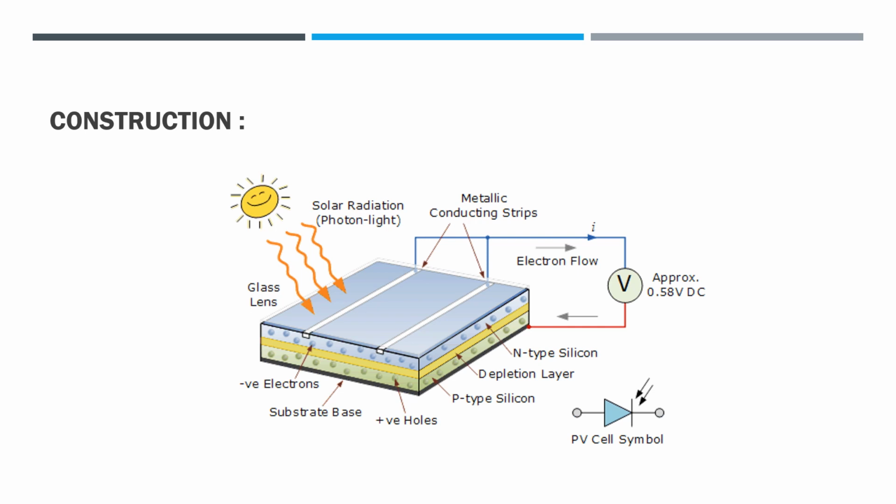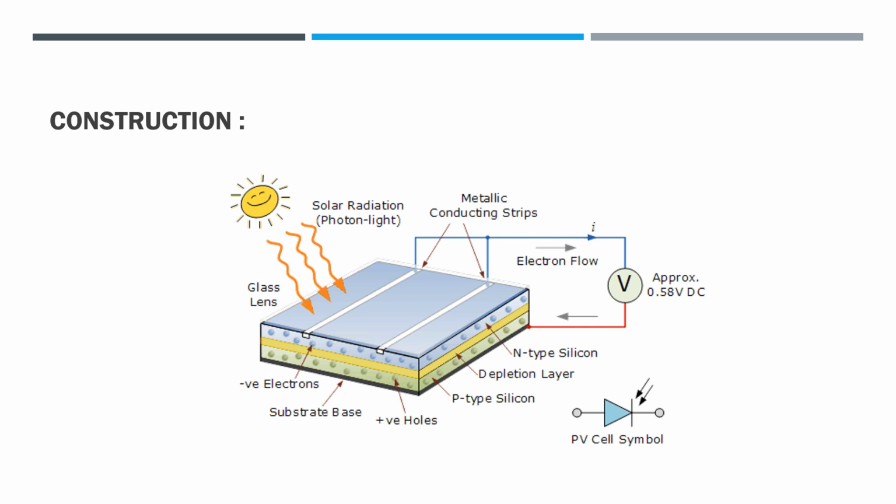Next is construction. Here you can see the construction of the solar cell. The upper portion of the solar cell is covered with a glass roof, and the n-type material, a type of semiconductor material, is placed beneath it. The p-type material, also a semiconductor, is placed below the n-type material. The lower portion of the device is covered with a metallic sheet, also called the base substrate.